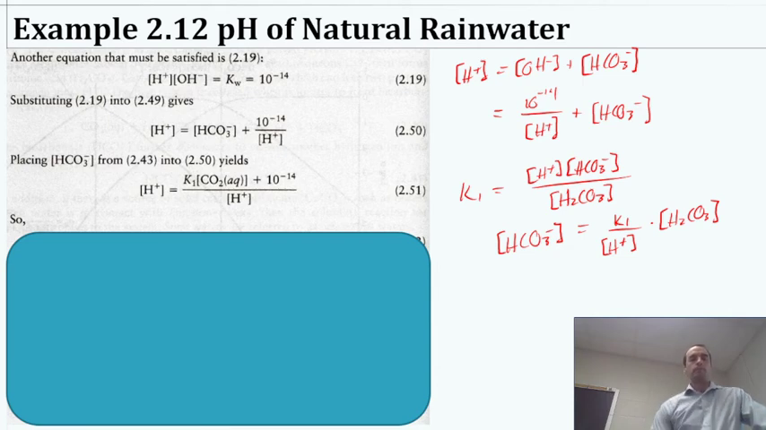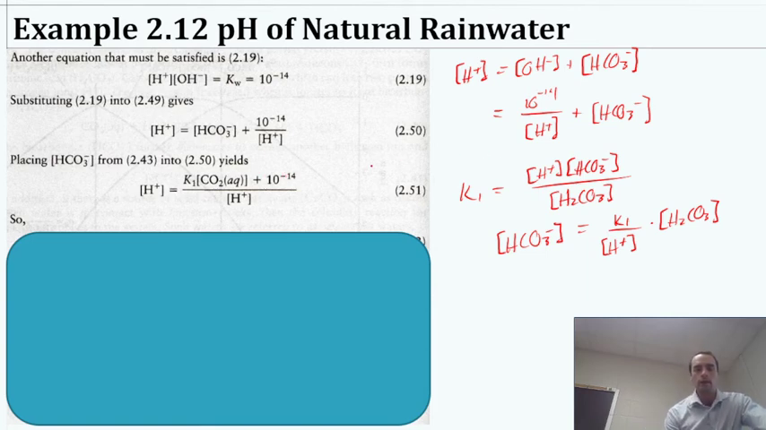So we take the equation here. We get H plus equals this HCO3 minus, plus this 10 to the minus 14th. That's right here. That's this step. From there, they say, well, we take that K1 equation, and we can put this in here. This K1 times H2CO3, they left it as CO2 aqueous. That's the same thing, right? That's as if they put in here the H2CO3. Plus 10 to the minus 14th divided by H plus.